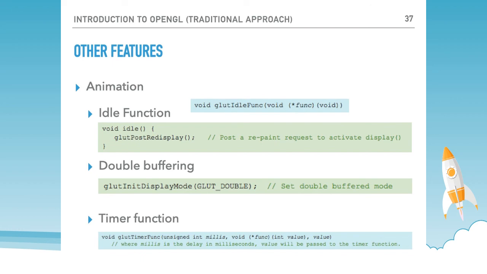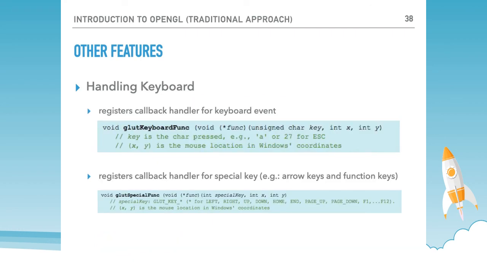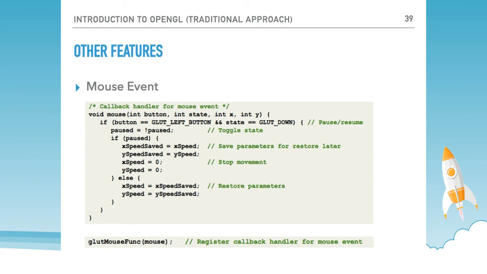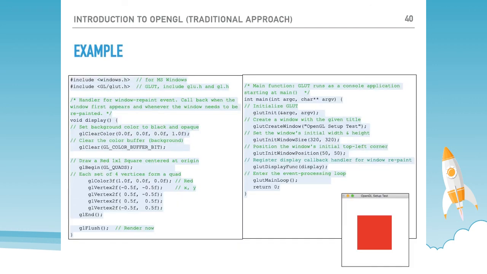Now with the timer function, you can call back at a specific fixed interval. You can also register callback functions to handle keyboard inputs for normal and special keys, respectively. Similarly, you can also register callback functions to handle the mouse click and mouse motion. Now during the lecture, I will actually demo a simple code that exhibits the OpenGL program using the traditional approach. All these are using the fixed function pipeline.